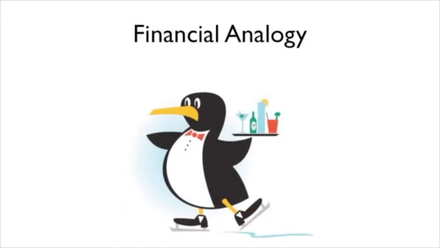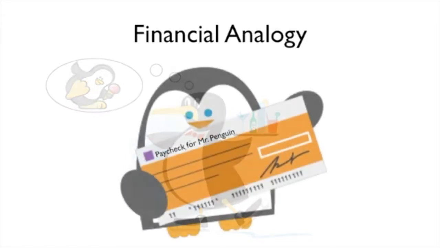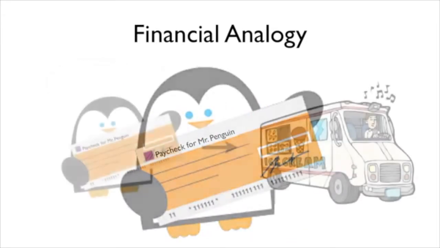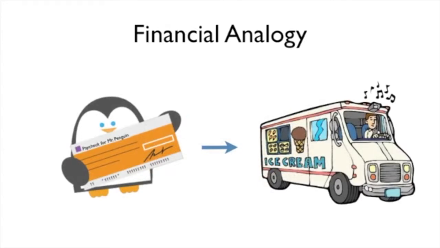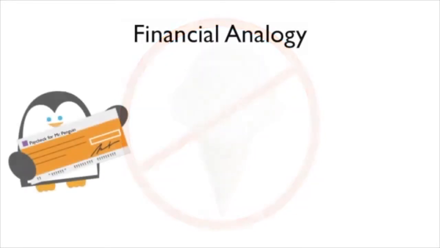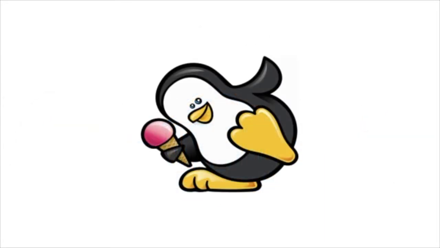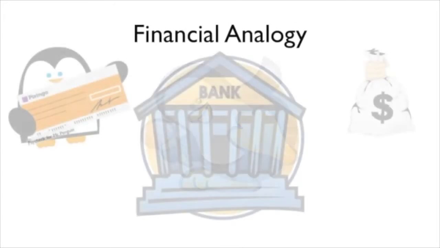My financial analogy: we have a penguin, of course, who works hard all day and wants to have some ice cream after work. He gets a paycheck. Now, he takes the paycheck and goes to the ice cream truck. But you know what? The ice cream truck won't take a paycheck. They want cash, right? You can't get ice cream with a paycheck. So what the penguin has to do is, of course, go to the bank. And the bank does a conversion and gives the penguin cash money in exchange for the paycheck. And now you can take your cash and buy ice cream, right? This is not a complicated idea yet, right?